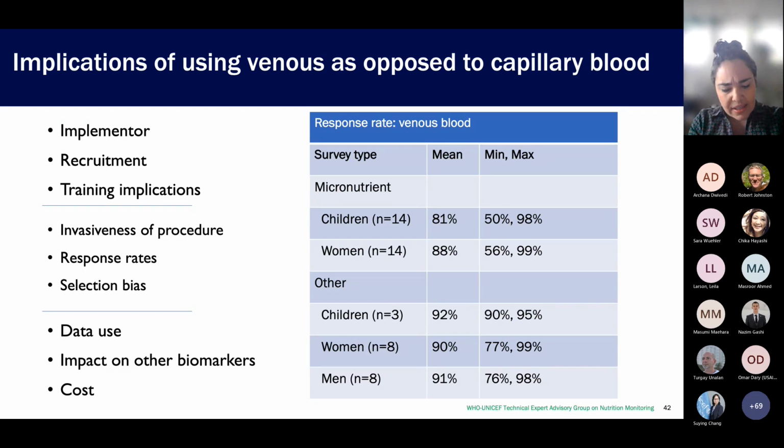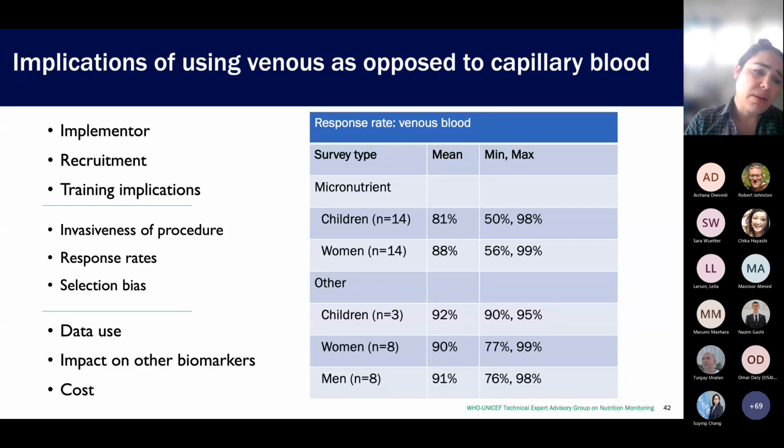So the next 3 bullets are at the data collection phase. On invasiveness, from a perception standpoint, venous blood is seen as more invasive by respondents. They also tend to think it will be more painful than capillary blood collection, and often have concerns, particularly with young children having this procedure done. Although in reality, taking a capillary prick can be more painful than taking a venous blood draw. But from a perception standpoint, which can impact response rates, that needs to be taken into consideration.